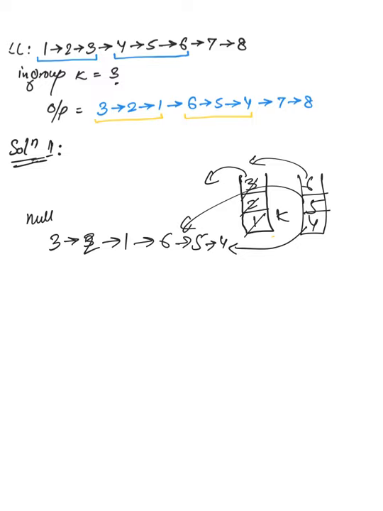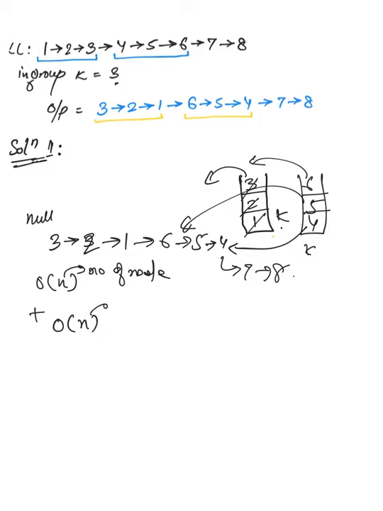You can put in logic that if the last group is not full, you just assign the remaining ones, 7 and 8. This is one way, but it will cost you extra space, which is order of n, the number of nodes, plus you are creating another linked list, which is again the size of n, another number of nodes. So there is another way to solve it in place.